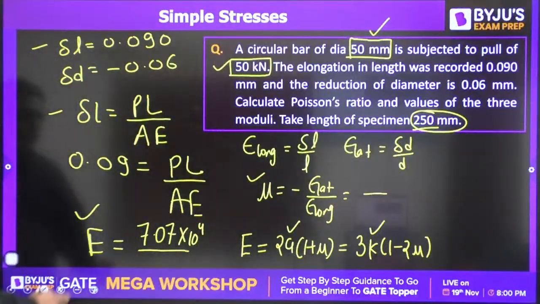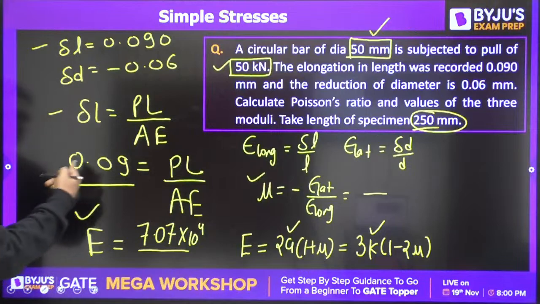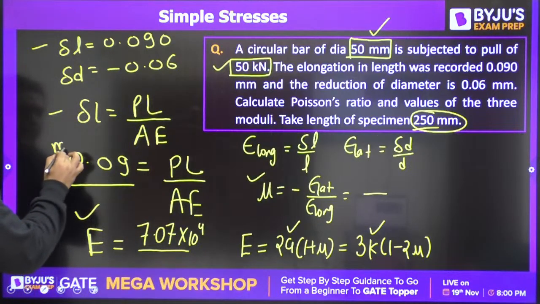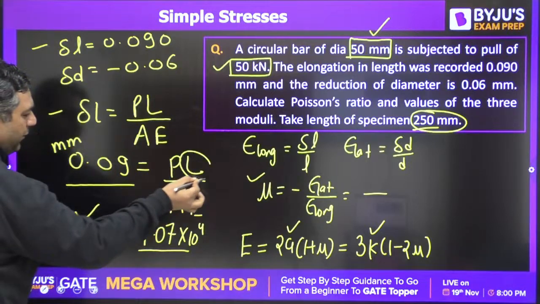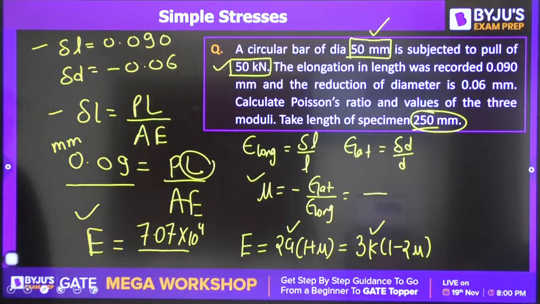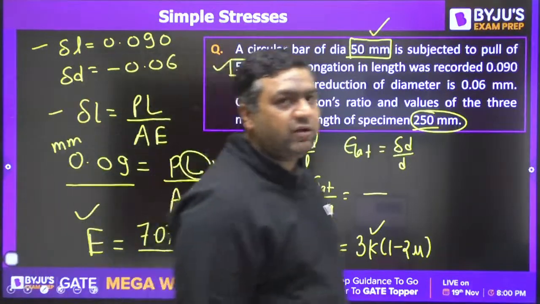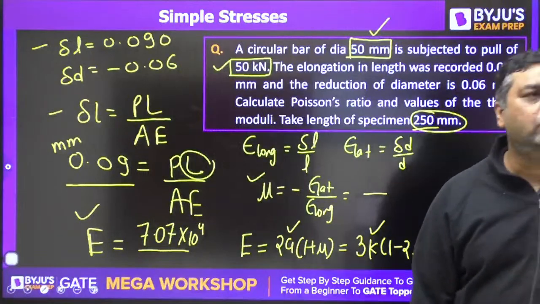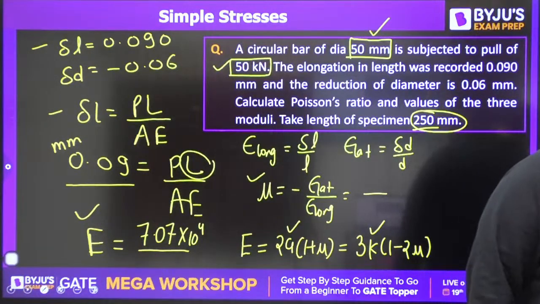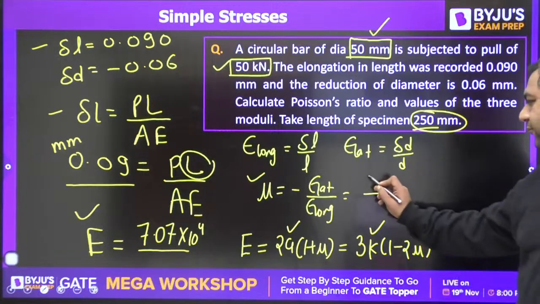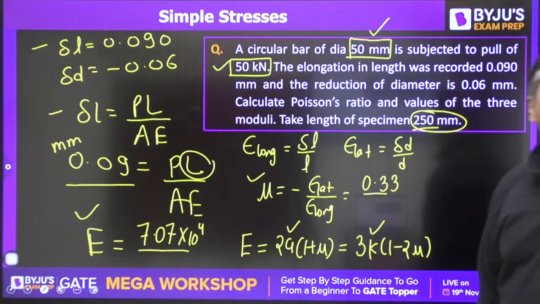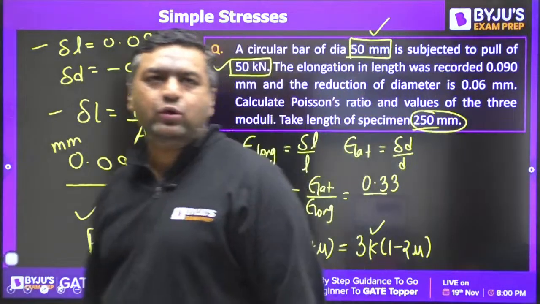It will not be coming in terms of mu. It is 0.09, already in mm, and this length is also in mm. Mm will get cancelled out. So the answer of E will be coming out to be 7.07 into 10 to the power 4. Very good, Arun. Very good, Vineet. Poisson ratio would be coming out to be 0.33. Very good, Arun.